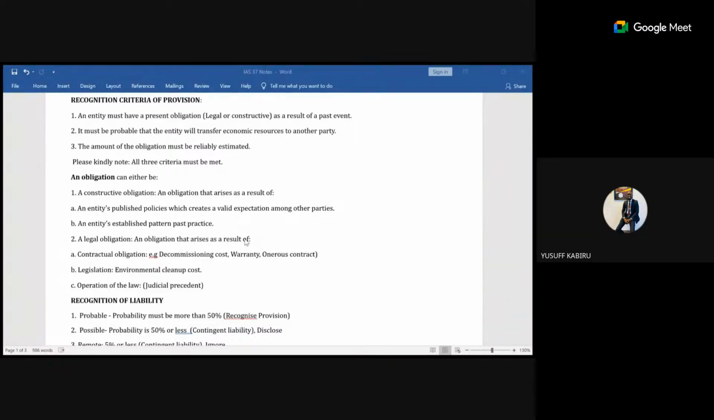An example is judicial precedent. That is a law that has been decided by a court before, that this was what happened between these two. So when that transaction, circumstance or event happens now, you go to court. That operation of the law is going to be the obligation. You have to pay that obligation.